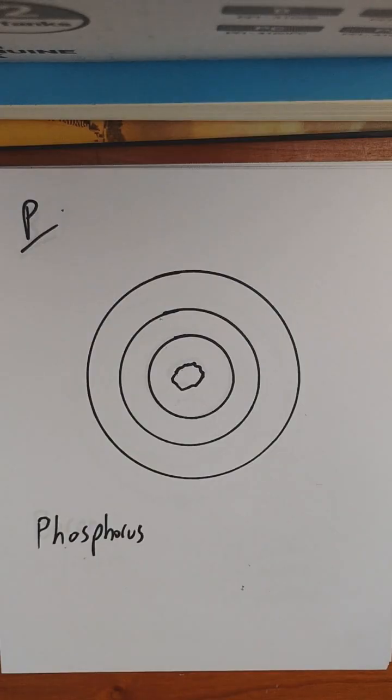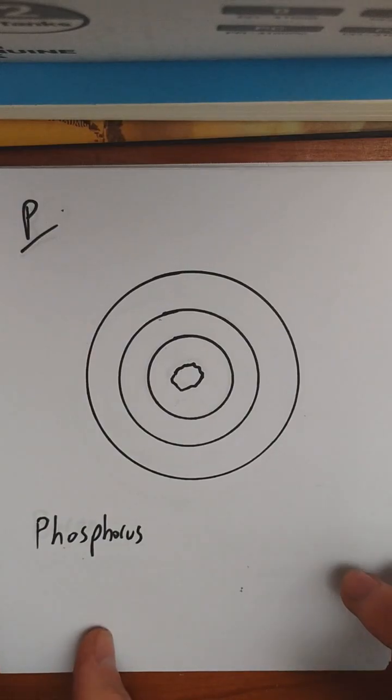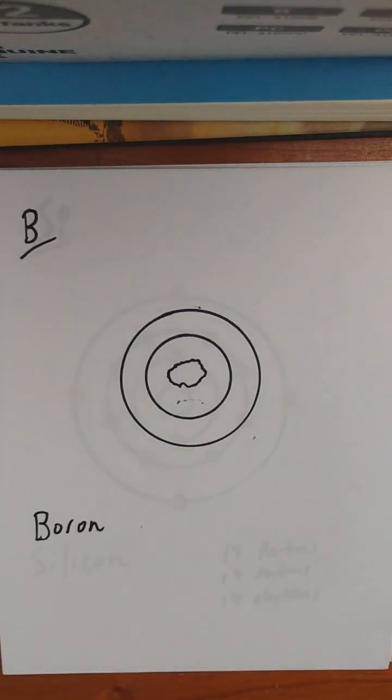Then there's phosphorus, and phosphorus is important for reasons we'll talk about in a minute. And boron. Boron's the last element involved in all this. We'll talk about each of these in turn.